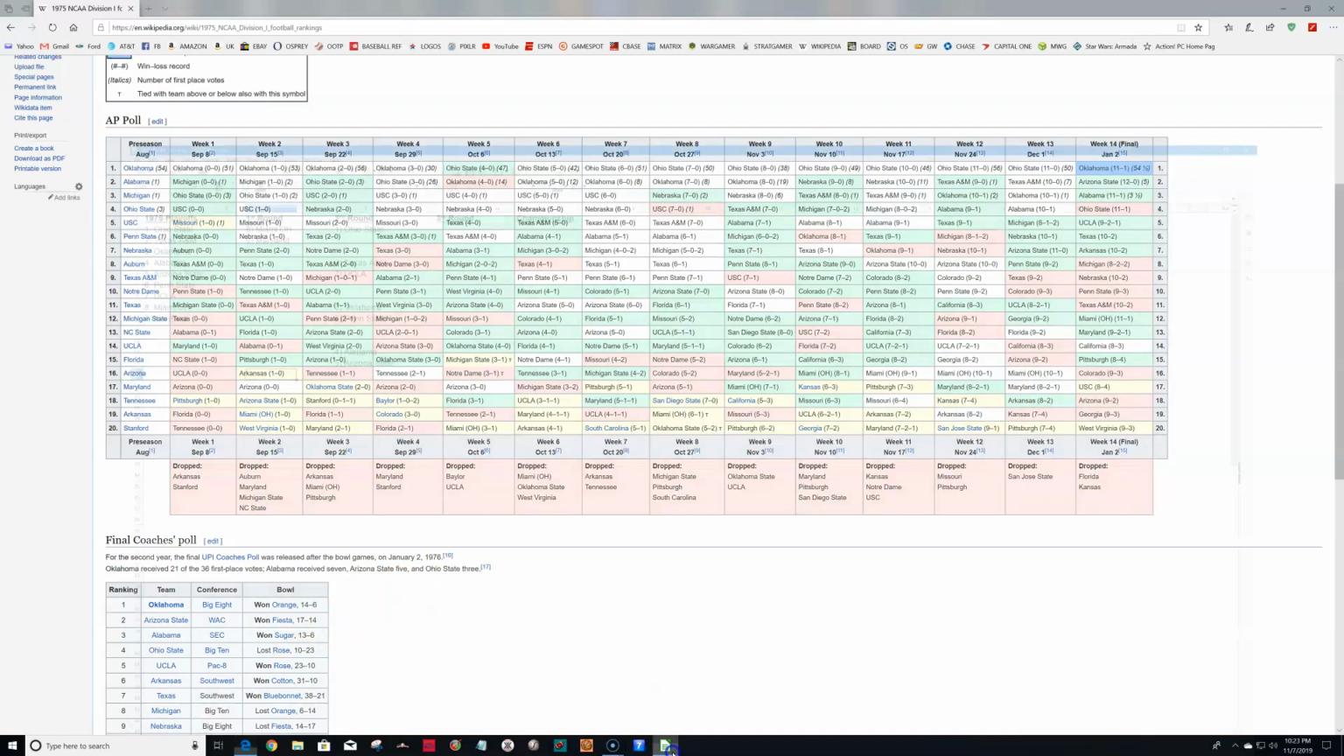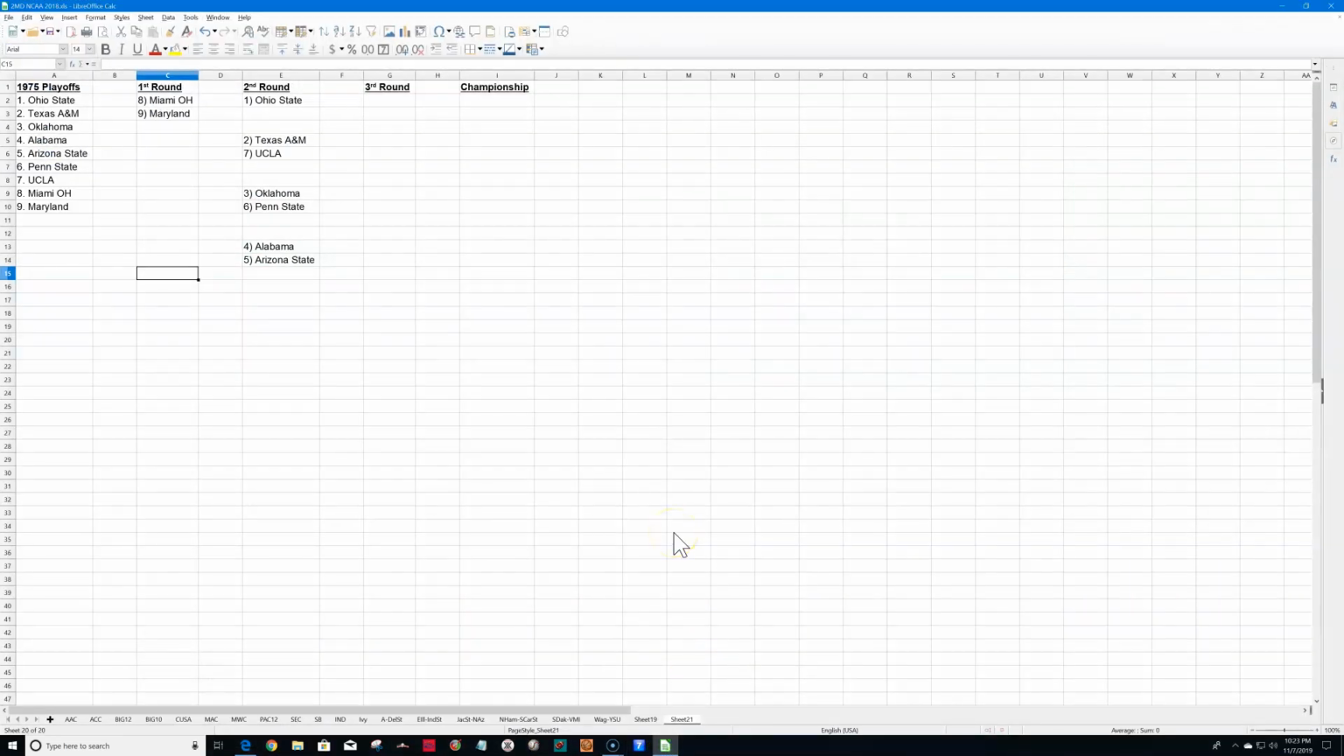So now we go back to here. As you can see, the seedings for the 1975 playoffs are going to be Ohio State, Texas A&M, Oklahoma, Alabama, Arizona State, Penn State, UCLA, Miami, Ohio, and Maryland. Since there are only nine teams, and I figure the second round should be filled, the second round should have four games. In this case, we're going to use a nine-team bracket.